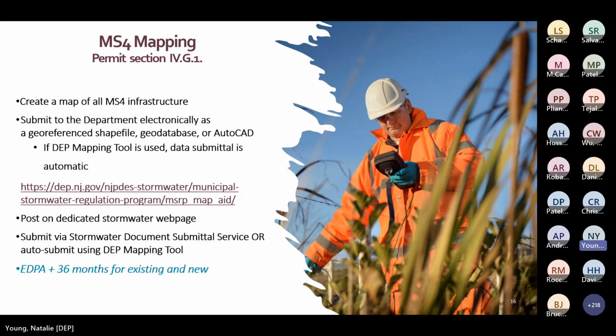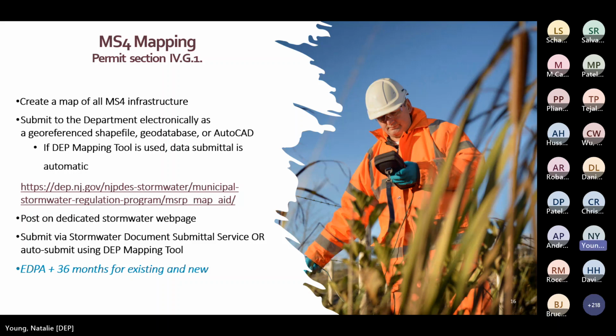Permittees must submit the MS4 infrastructure map electronically to the department by January 1st, 2026. Electronically does not mean a PDF sent via email. Rather, it means submitting georeferenced shapefiles, geodatabases, or AutoCAD files with all other non-applicable data stripped out.